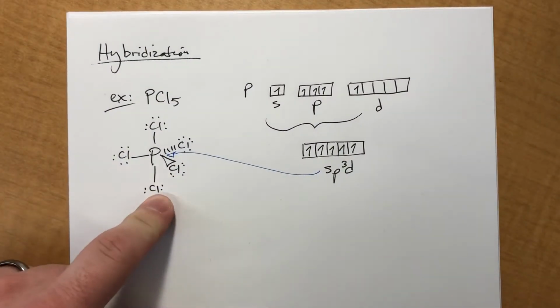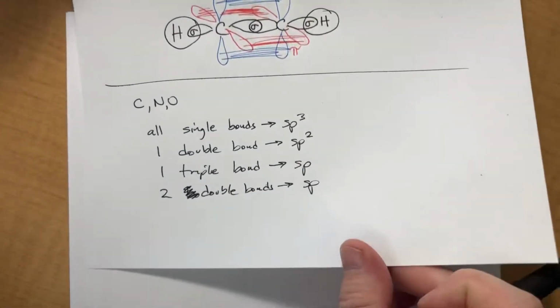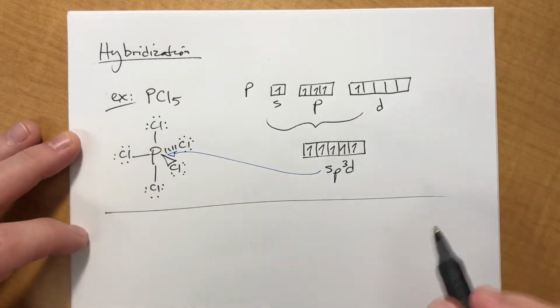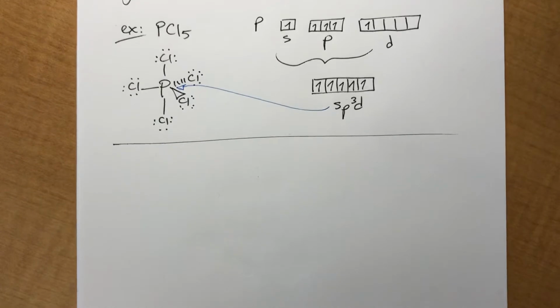If you were somebody who's just trying to memorize this and ignored all the details, this is going to be difficult. For anything that doesn't violate the octet rule, you can pretty much just memorize this. For these ones, you have to know the process. Okay, let's try a few more examples here.